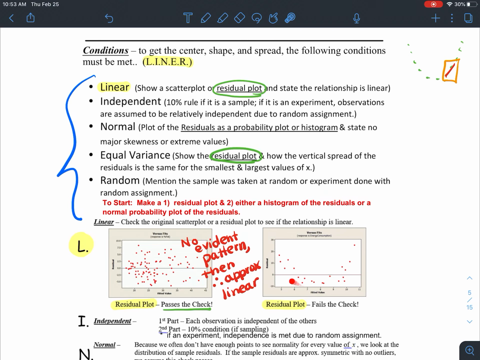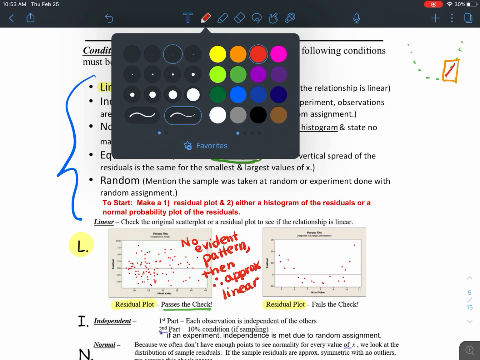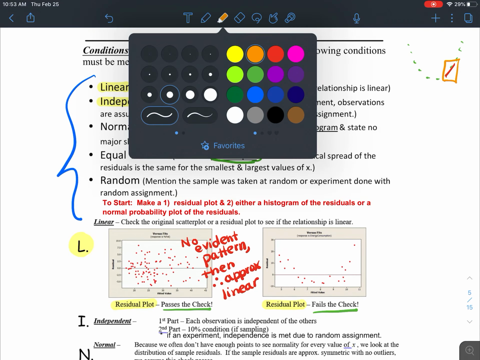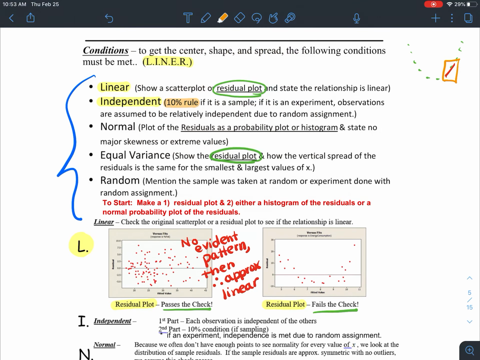Now, if you look over here, you can see there's definitely a pattern in the residual plot. So that's why this one is failing this linear check, and because there is a pattern, we would have to conclude that the original scatter plot was not approximately linear. Okay, so that's the first check. The second check is something that you are familiar with. The I stands for independence, which we know we get by doing the 10% condition. Now, you only do the 10% condition if you have drawn a sample.